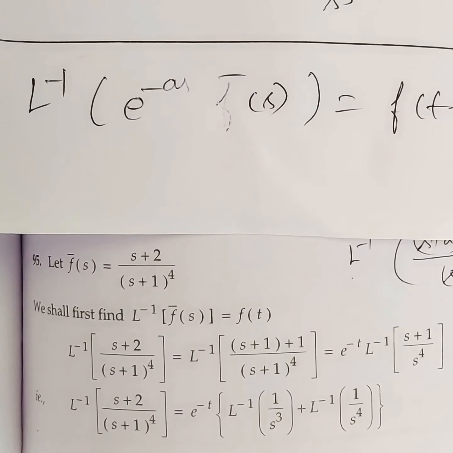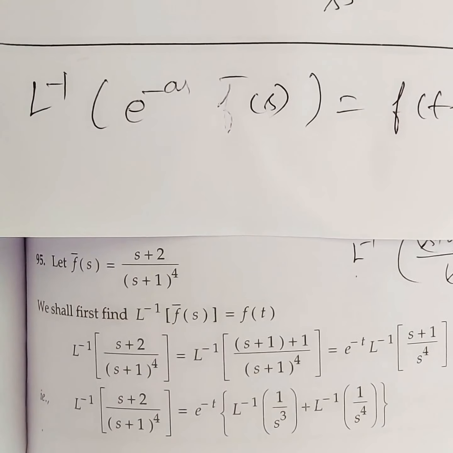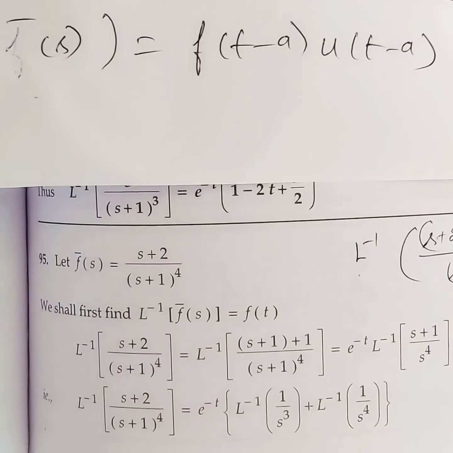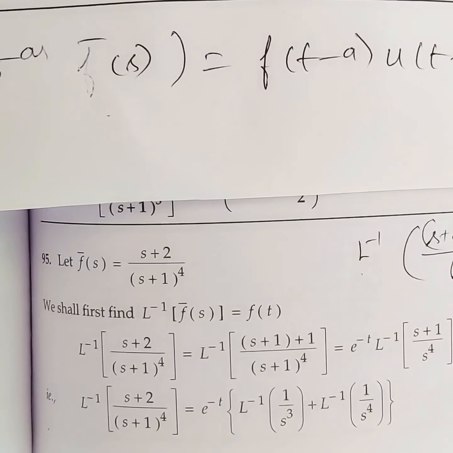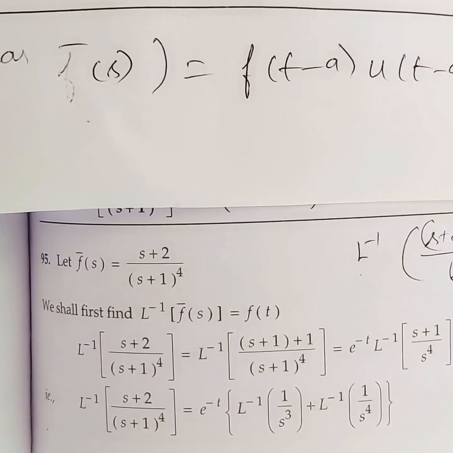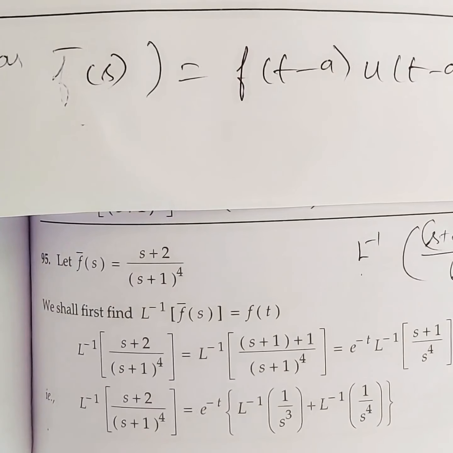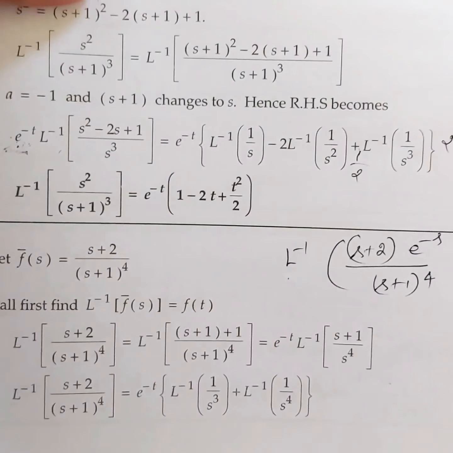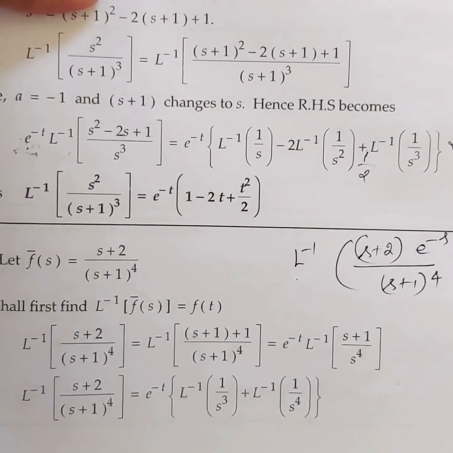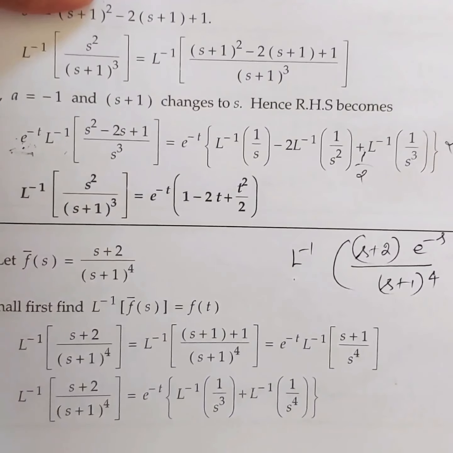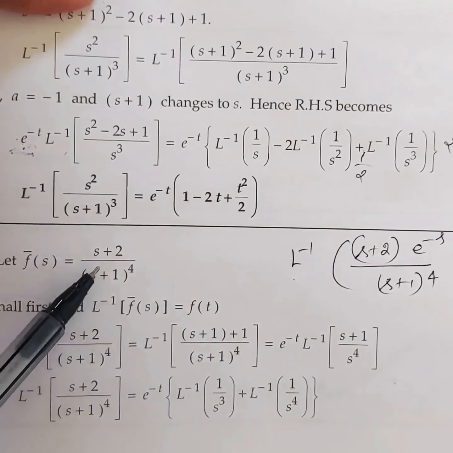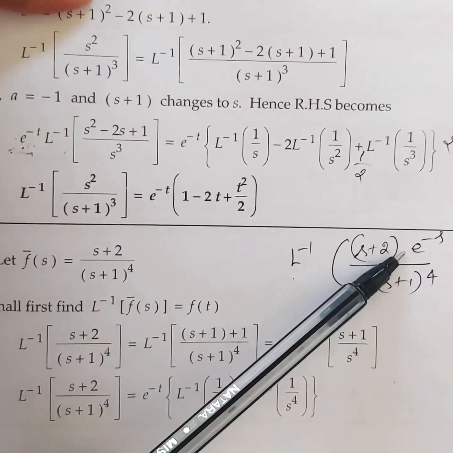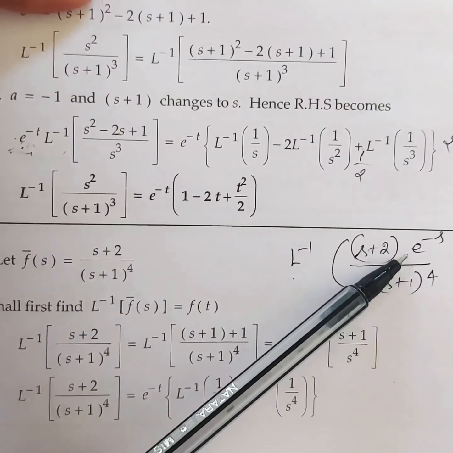itself? Remember this? Laplace inverse of e power minus as into f bar of s is f of t minus a into u of t minus a. The unit step function. By using this, we have solved problems in the previous video. So finally, we will use this property. Okay. So before solving this, first of all, we'll try to simplify the terms or find the inverse for the terms which is there inside along with e power minus s. This finally we will use, the unit step function formula.